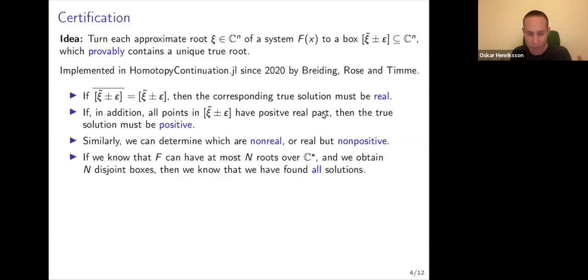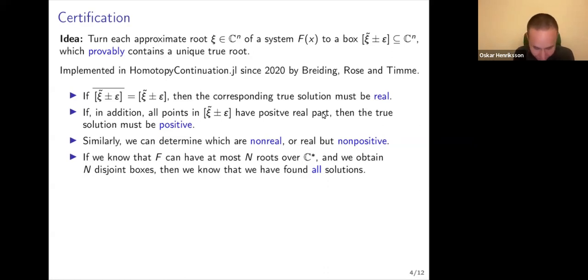Okay. I said before that by the parameter continuation theorem, we expect that we'll find all solutions with probability 1. But if we do go through all of this, and if we see that we have as many solutions as we expected, we would know for sure, not just with probability 1, that we have found all solutions. Okay, so that's somehow the power of certification.